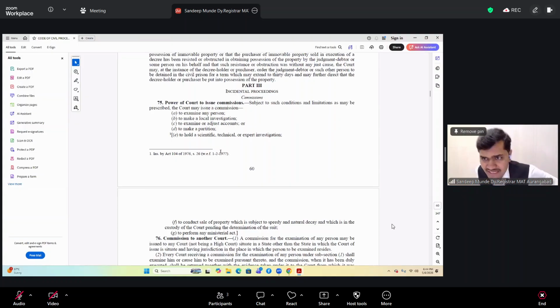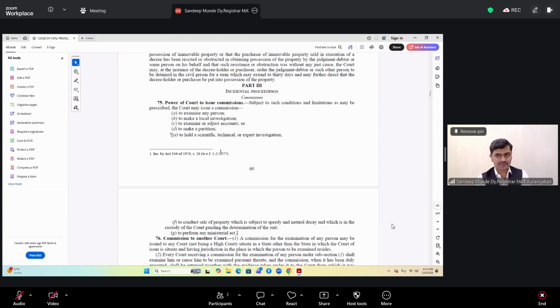Subject to such conditions and limitations as may be prescribed, the court may issue a commission to examine any person. For what purposes does the court have the power to issue the commission? The first purpose, A, to examine any person. If it is prohibited by law to appear before the public, or any person who is not capable to come before the court of law, in such circumstances, the court has the power to issue the commission for examination of the person. B, to make a local investigation.